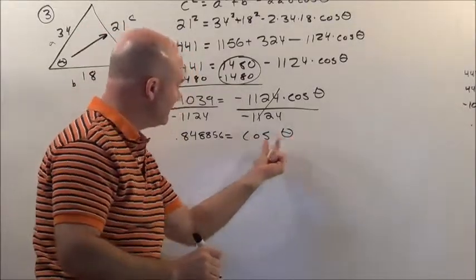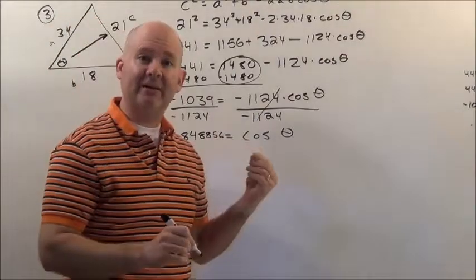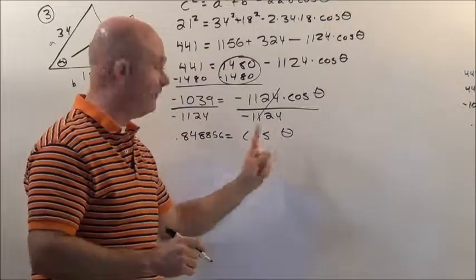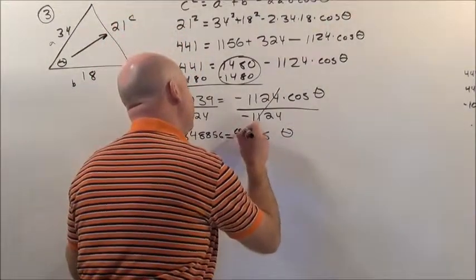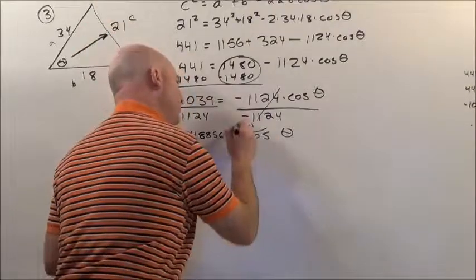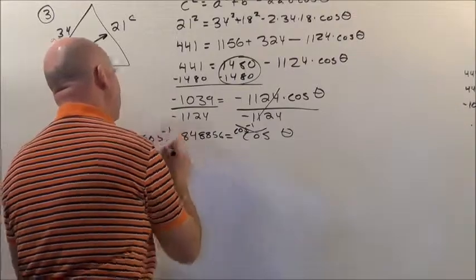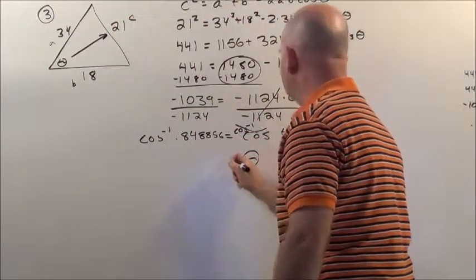Now, how do we get theta by itself? It says the cosine of some angle is this 0.848856. So how do I get this? Well, the way we get theta by itself, we've got to get rid of the word cosine. The way you get rid of the cosine is you take the inverse cosine. That crosses it out. But if I take the inverse cosine there, I've got to do it there. When I do that, I get theta by itself.